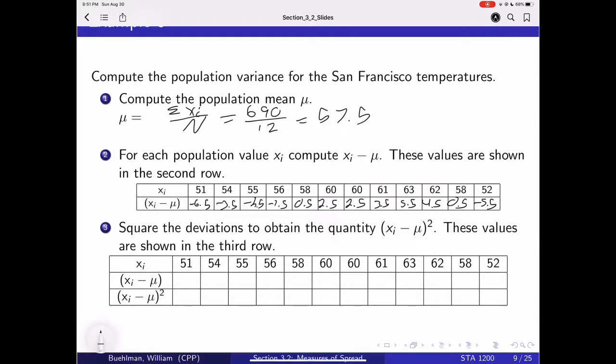Now we need to take each one of those and square them. You see the second row here, I'm just going to fill it in real quick since we already have it, and then we'll start working on a third row. The second row is filled in, so now we're just going to square those. If we take negative 6.5 and times it by negative 6.5, we get 42.25. Negative 3.5 times negative 3.5 gives us 12.25, and continue on filling in the table. Now we have all of them squared, so our next step is we have to sum them together, which we will see in the next slide.